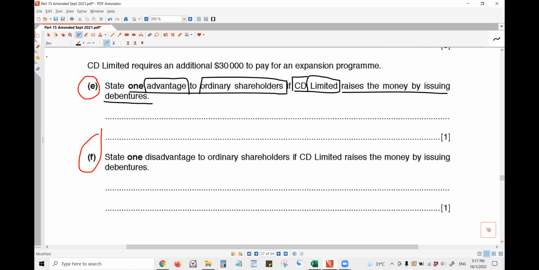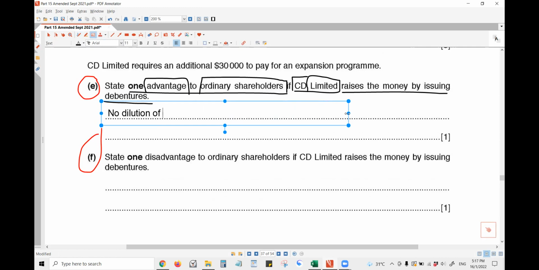Advantage to them is dilution of ownership. Okay, sorry, no dilution of ownership, you're right. There would be no dilution of ownership because debenture holders are not owners. Okay, debenture holders are not owners. Therefore, the power level of the shareholders would not get reduced. No dilution of ownership to the ordinary shareholders.